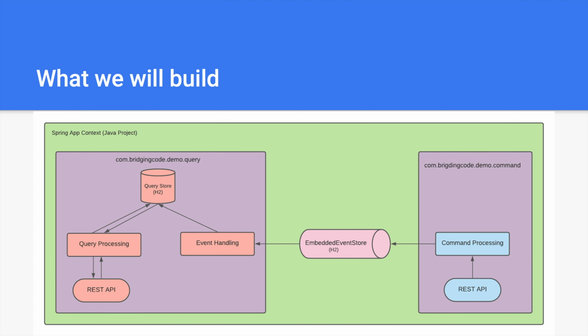Under the query package, it will contain the code to handle the events dispatched to us by the event store. For example, if an account-created event occurs, we will handle it by saving that account over to our in-memory database, which is again H2DB. We will also open up a RESTful endpoint here to submit a query request to fetch an account's details.